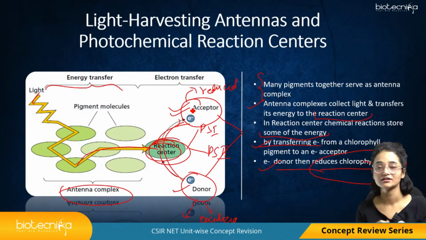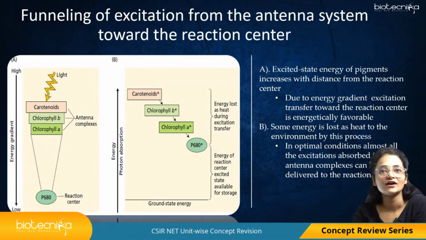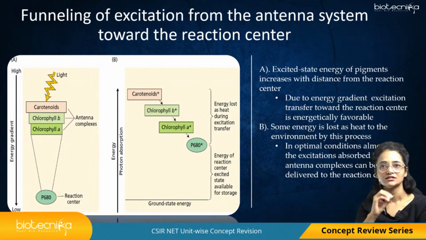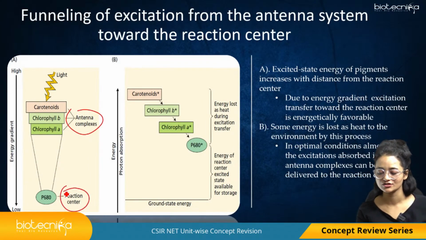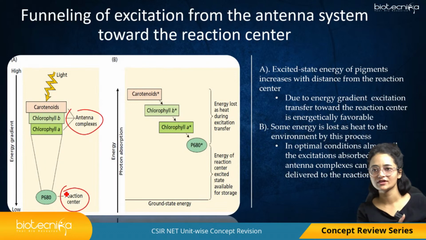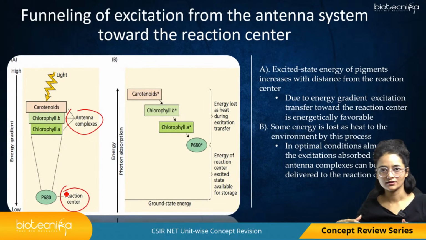So this much have you understood, the light harvesting antennas and photochemical reaction centers, the difference between them. Then coming to the funneling of the excitation from the antenna system toward the reaction center, right? How is this energy transferred, how does the excitation take place from the antenna complexes to the reaction center? We have studied what these are and how light is transferred from the antenna complexes to the reaction center, and then the electron donor transfers the electron to the electron acceptor, reducing the electron acceptor.